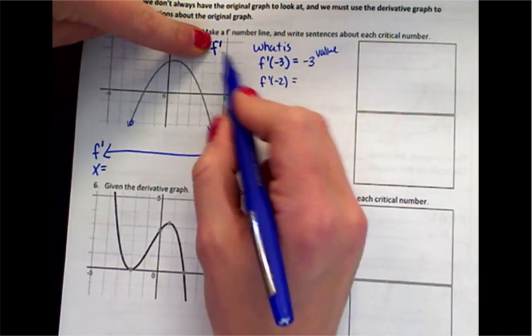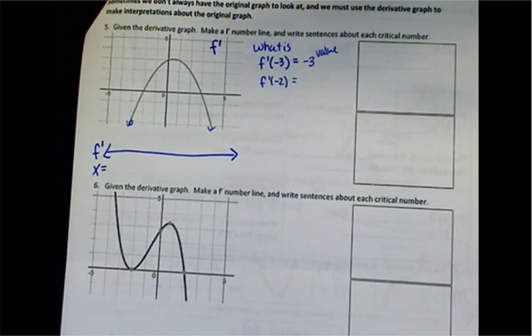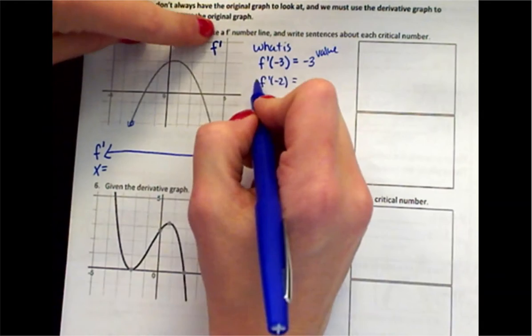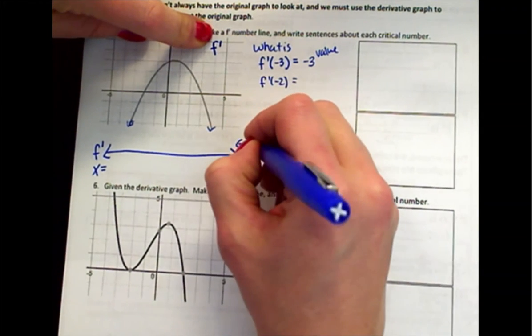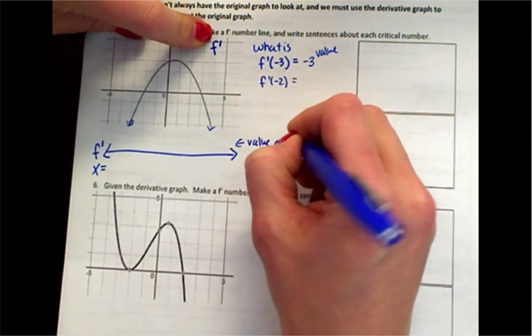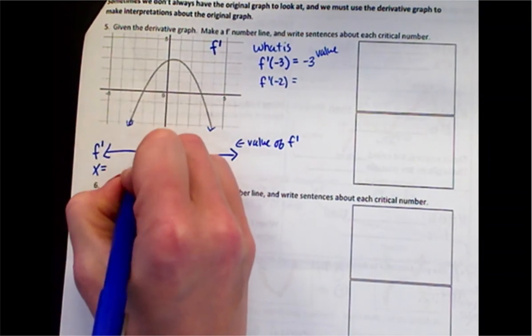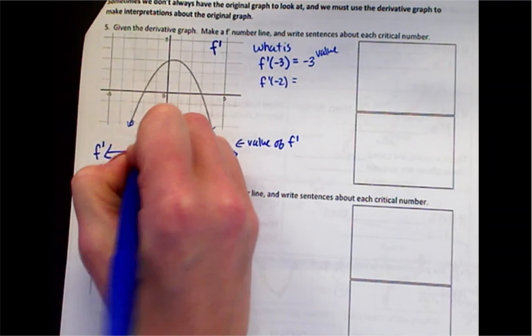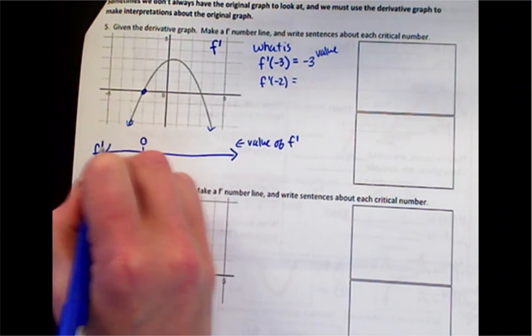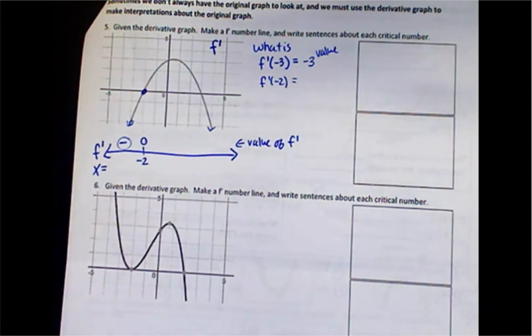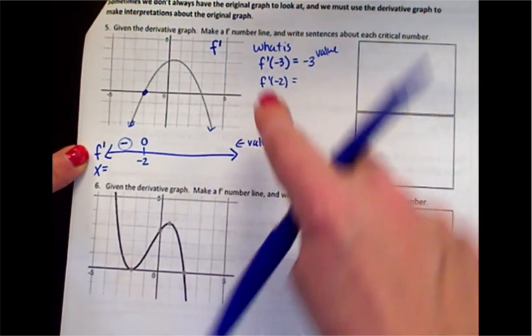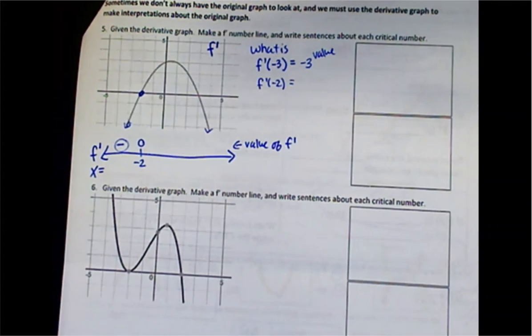So notice this, it's matching. I'm not looking at slopes. I have the graph that I want to look at. F prime, this is value of f prime. That's what we're putting here. So the value at -2, 0. The value over here was negative. It's because the number line matches the graph. They're the same level. Derivative graph, derivative number line. Means you're looking at the values.